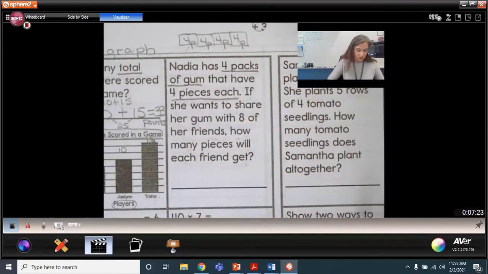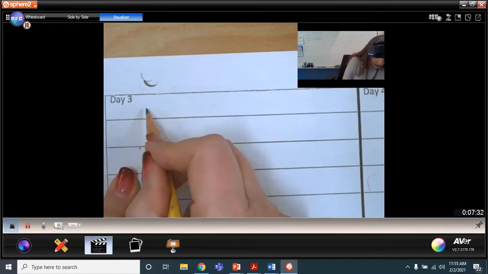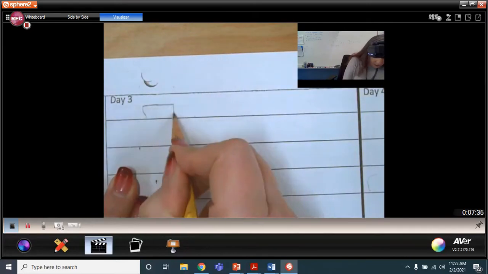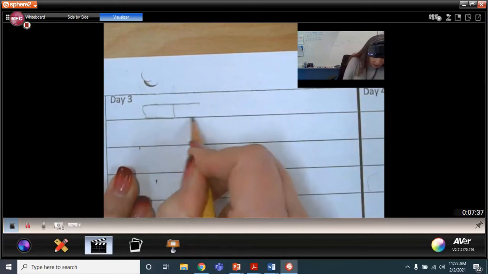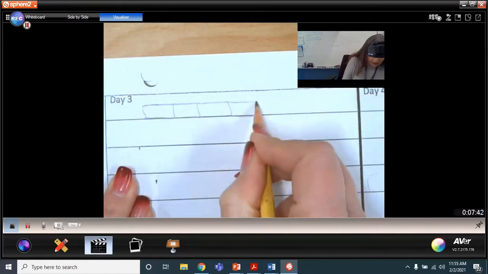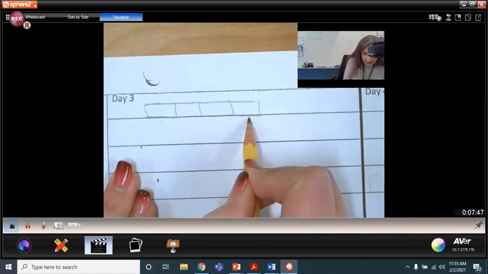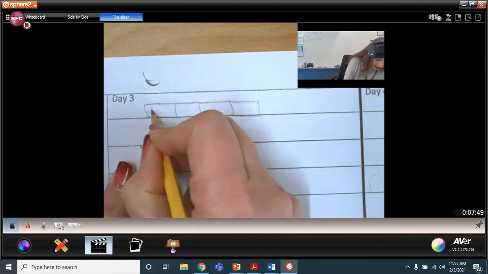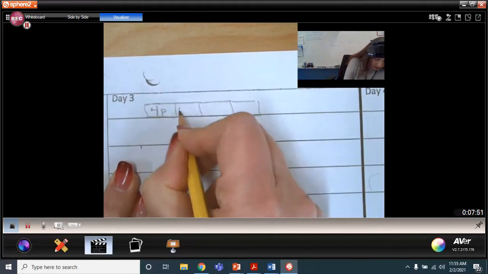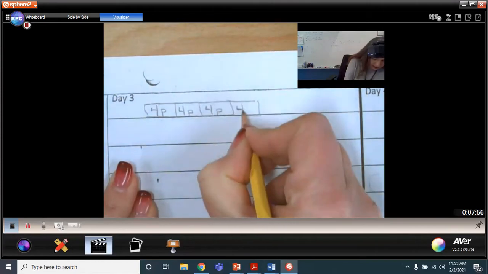So I'm going to go to the back of my paper here, and I'm just going to draw my model. Remember, we're drawing a model. And each bar, I'm going to go back to what I was visualizing in my head earlier. Here's a pack of gum, here's a pack of gum, here's a pack of gum, and here's a pack of gum. And inside each pack of gum is 4 pieces of gum. So again, that P means pieces.